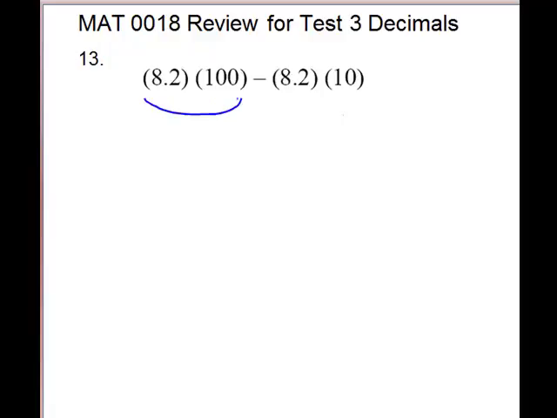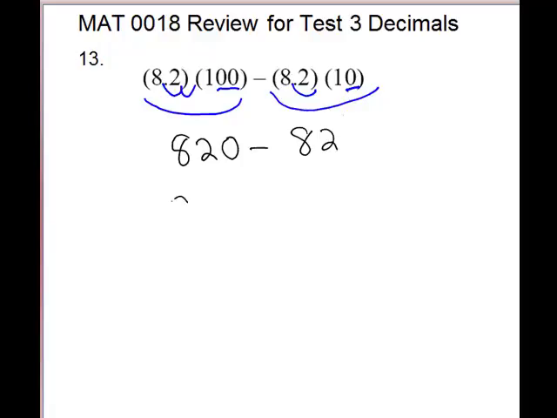And in this multiplication, we can use our shortcut of multiplying by a power of 10. Remember, when you multiply by a power of 10, it moves the decimal to the right as many places as you have zeros in your power of 10. So by 100, we'll move your decimal to the right 2 places, giving us 820. Then we'll work on the other one, 8.2 times 10. Your 10 will move your decimal to the right 1 space to give us 82.